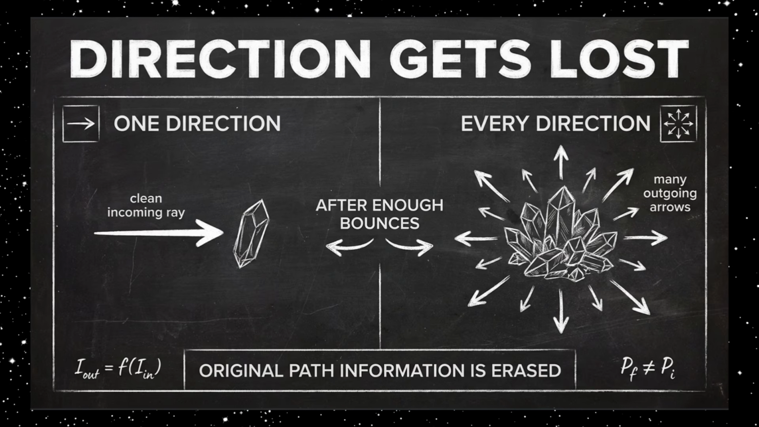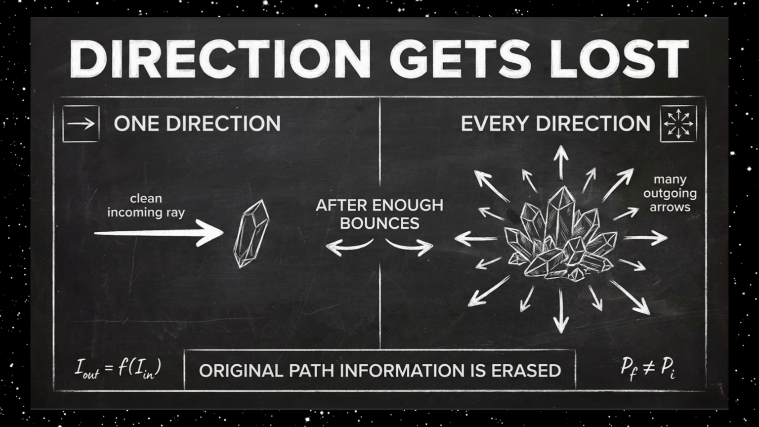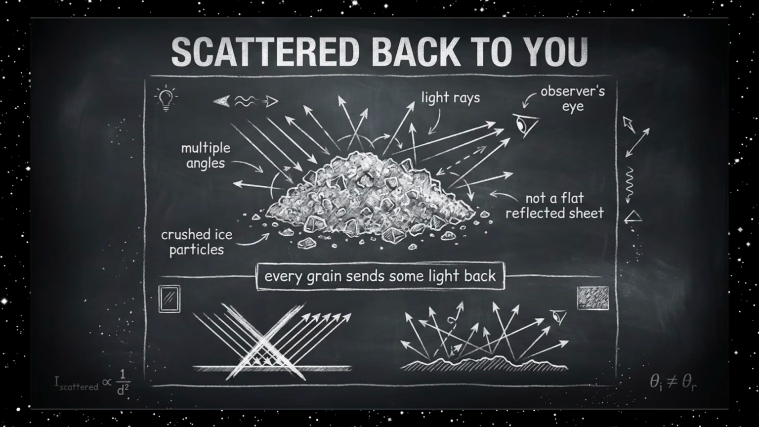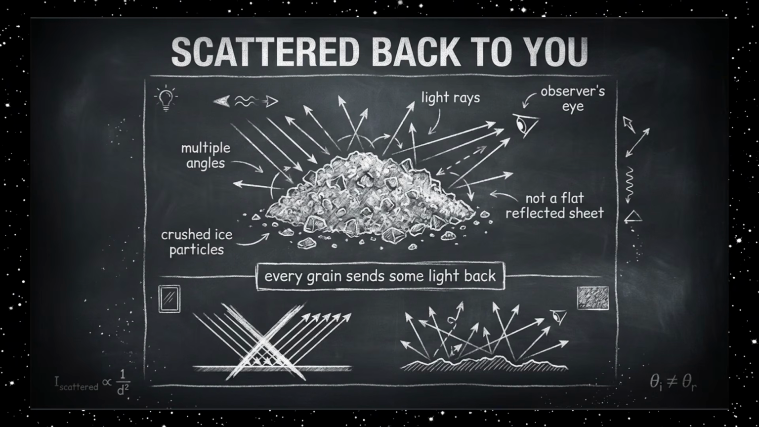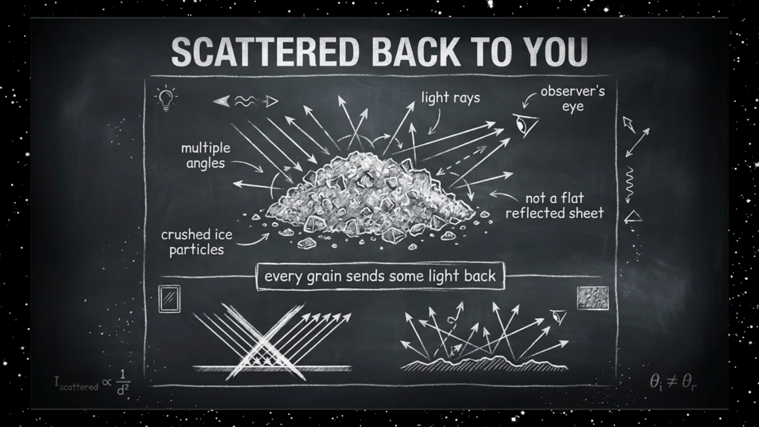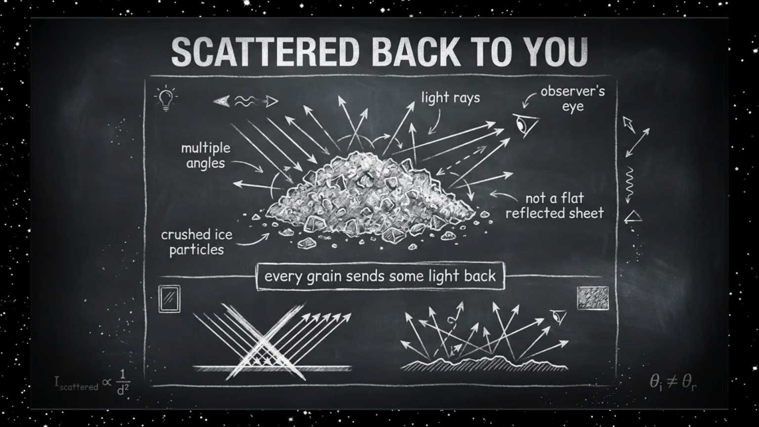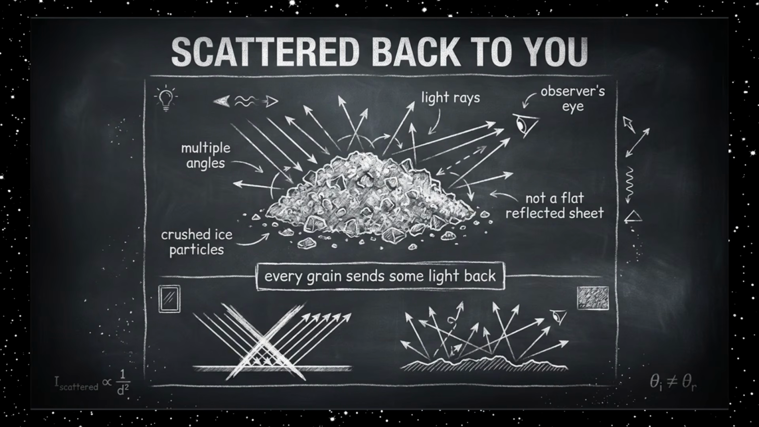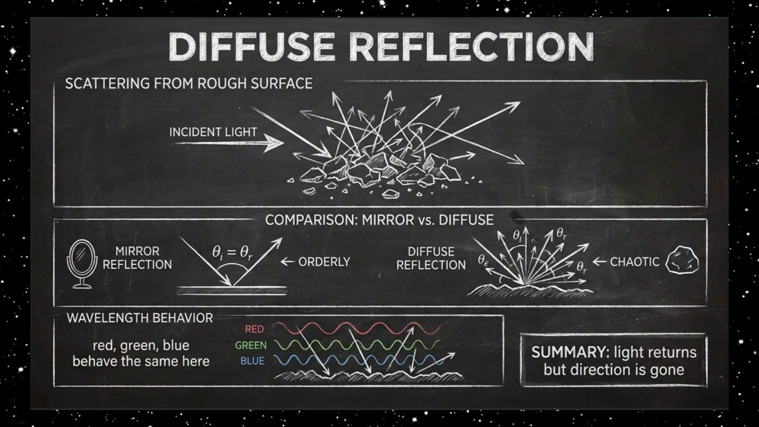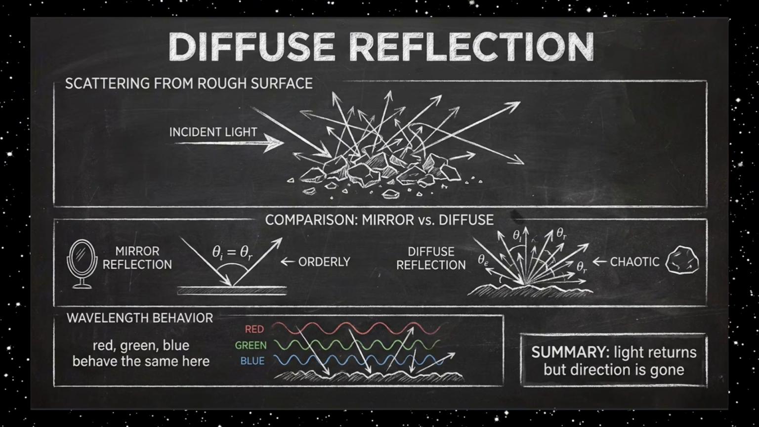And here is the key. After enough of these bounces, the light has lost track of where it came from. It came in pointing one direction, and now it is pointing every direction. Some of it has bounced its way back out the top, but spread out, scattered, smeared into all angles. From your eye looking down at the pile, light is coming back at you from every grain, from every surface, from every angle. The pile is sending light back, but not in a flat sheet like a mirror. It is sending light back in a hopeless tangle. That is what we mean by diffuse reflection. The light is coming back, but the original direction is gone.